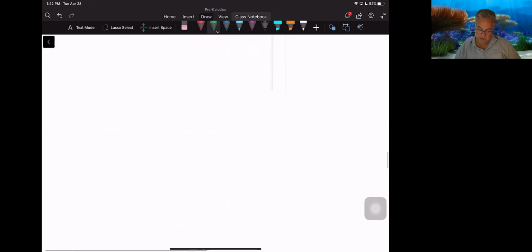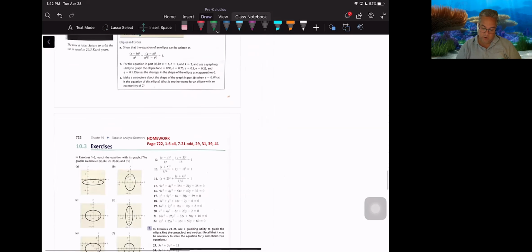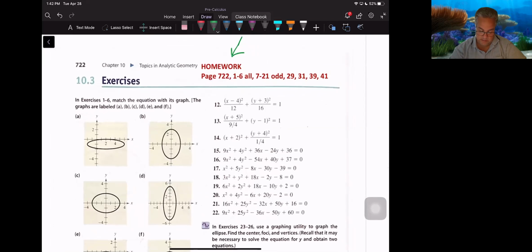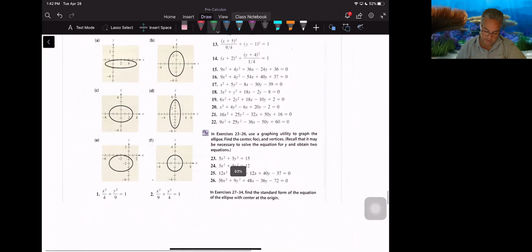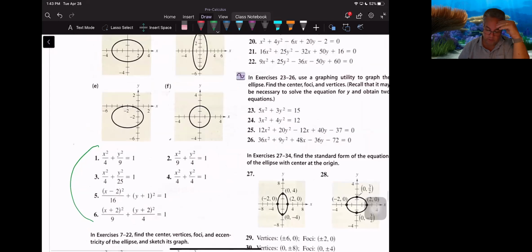Let me just jump down into homework here and explain what we have to do. The homework right here, page 722, 1 through 6 all. That's this group right here, matching. You're going to be given 6 ellipses, and you have to match them with the graph. Well, let's point some things out. I want to highlight parts of an elliptical equation. All of them equal 1. Both terms are positive, right? The x and the y are both positive.